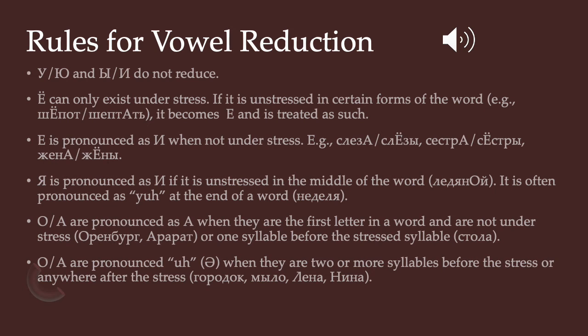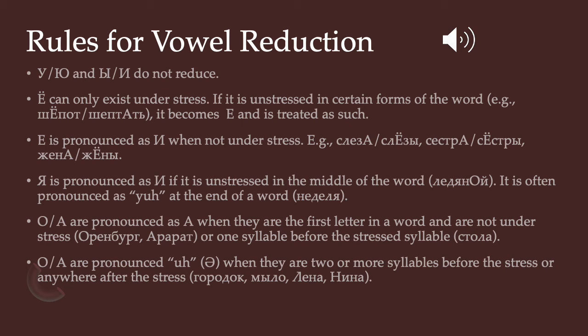The same with sestrá, siostry, in which the yo in siostry, once the stress is taken away from it in sestrá, becomes a ye, and that ye is pronounced as an i. Or zhená, zhóny, that yo in zhóny, when it is not stressed, becomes a ye, and that ye is pronounced as an i. And because zh is always hard, it's going to be pronounced kind of like an e, zhená.